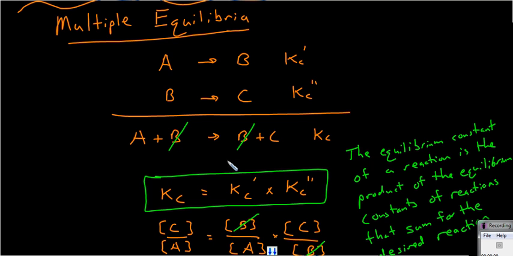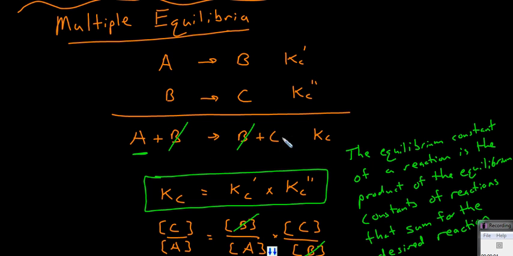Say that you have some overall reaction in which A turns into C. Now, you might have only information about the equilibrium constants for A turning into B and then B turning into C. Well, you can find the equilibrium constant for A turning into C because the equilibrium constant for a reaction is equal to the product of the equilibrium constants for its constituent reactions, the reactions which add up to that desired reaction, as you can see written here.